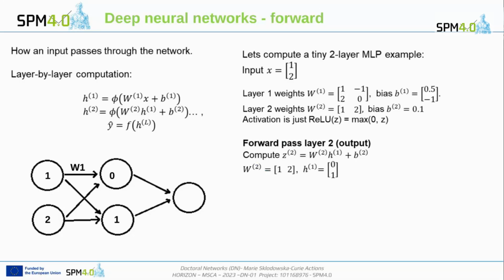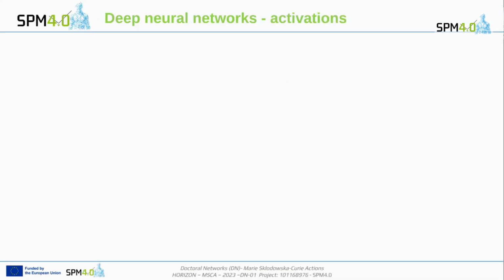Okay, and then the second layer. It's super simple. Just do the same stuff again. We get the dot product, add bias. So we get 2.1 and this is, yeah. And that's basically it. MLPs are super simple in the forward pass.